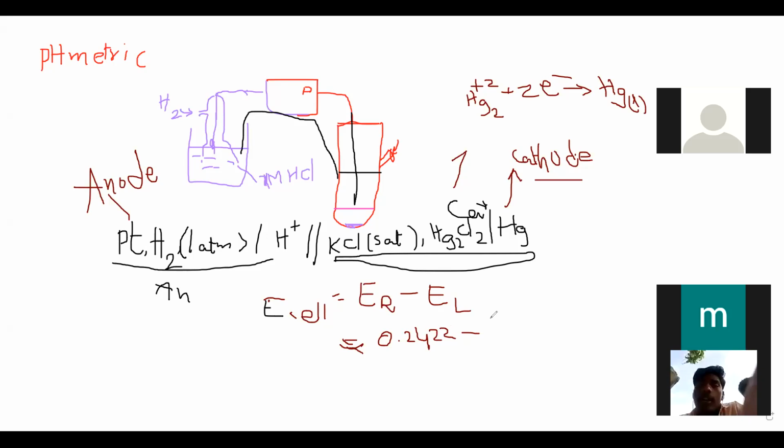Minus 0.0591 pH, minus 0.0591 log, where the oxidized state here is H plus, so log H plus. I think you know why we are taking log H plus. Here it is plus, which means we are writing this according to the Nernst equation.